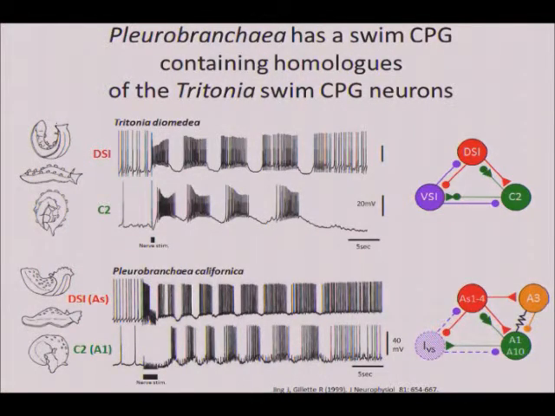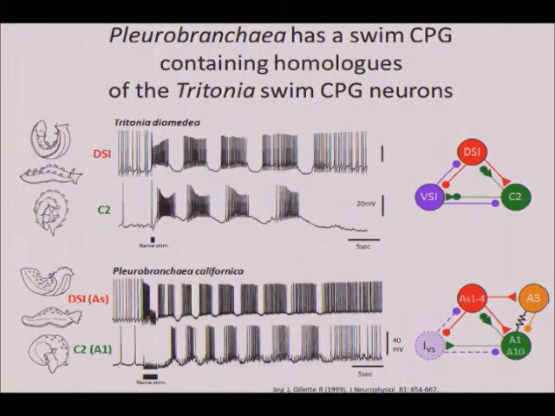So Rhanna Gillette's lab, and Wenjing Jia in particular, has worked out a neural circuit with these neurons, and it looks very similar in a lot of respects to the Tritonia neural circuit. So the DSI and C2 homologs are shown in the same colors. There are other cells, so there's an A10 neuron, which I've just lumped together here, and there's an A3 neuron, neither of which we found in Tritonia. And they haven't found a VSI homolog in Pleurobranchaea, but we're currently looking for that. So these circuits have similarities, but there are some differences in them as well.